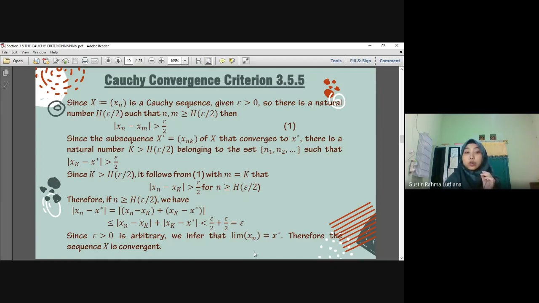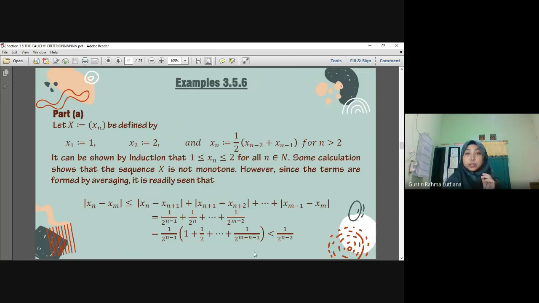Therefore, if n is greater than or equal to H(epsilon/2), we have the absolute value of xn minus x star is equal to the absolute value of xn minus xK plus xK minus x star, and it is less than or equal to the absolute value of xn minus xK plus the absolute value of xK minus x star, and it is less than epsilon over 2 plus epsilon over 2, and it is equal to epsilon. And since epsilon greater than 0 is arbitrary, we infer that the limit of the sequence x, the limit of small xn, is equal to x star. Therefore, the sequence x is convergent. And this is the example 3.5.6.